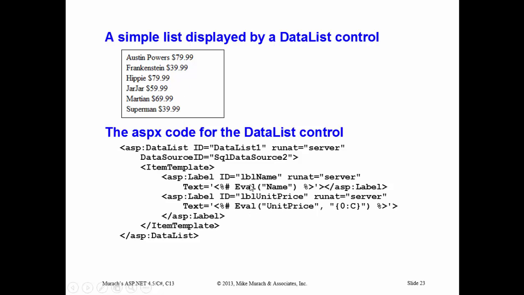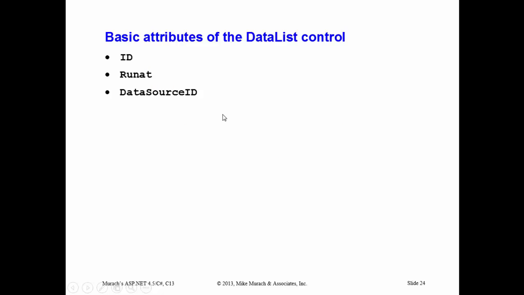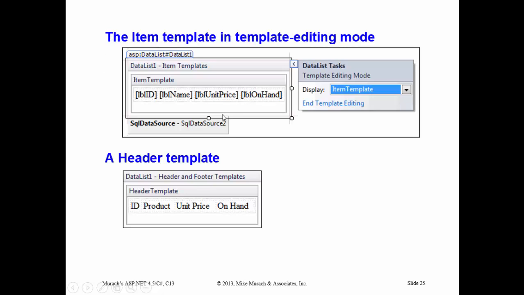And it uses the eval keyword to go and get the value of the name column, the value of the unit price. And then later in the book they talk about, oh, by the way, I want to take the unit price and convert it to a currency format. So use a $ and 2 decimal places. That's how I can do that in conjunction with the eval method. But again, all of this gets generated by the wizard. You can type it in, but typically if you're going through the wizard and setting it up, it'll get generated for you. Some of the attributes of the data list control.